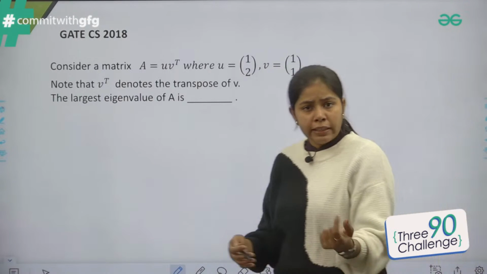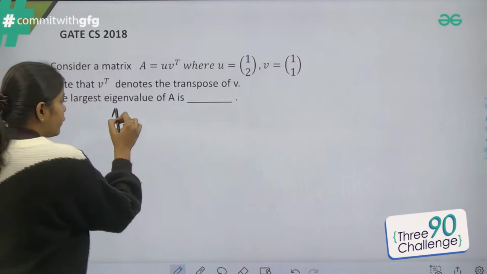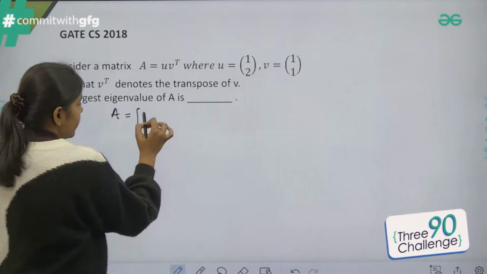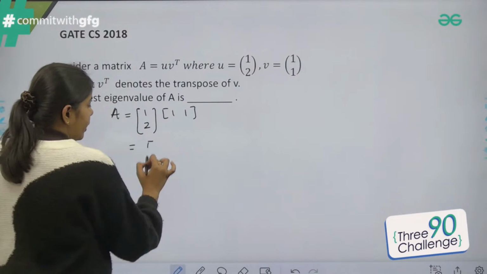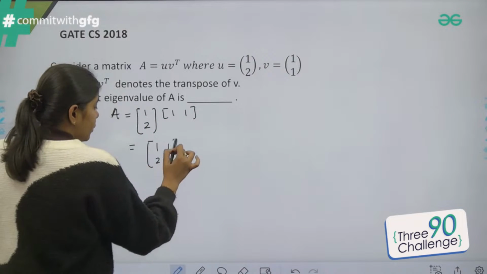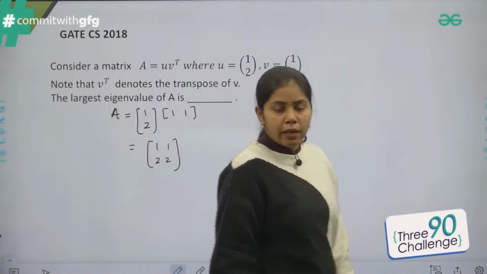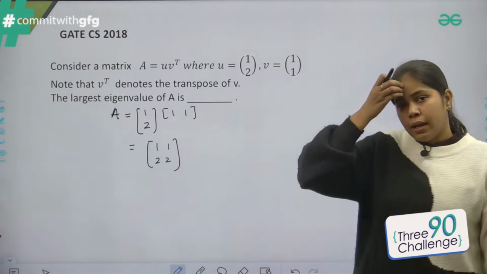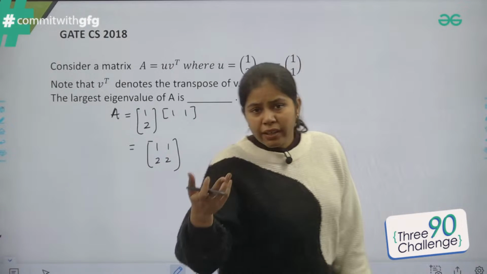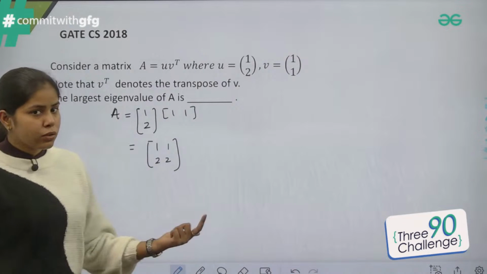First of all, I need a matrix to find an eigenvalue, right? So what would I do? I'll try to form a matrix. A is equal to U, which is 1, 2, and V transpose would be 1, 1. So if I form a matrix, I'll get 1, 1, 2, 2. Now, form a matrix and find the eigenvalue. One option is to take the determinant of A minus lambda and solve for lambda. But I know one more property which I generally use if I have a 2 cross 2 or 3 cross 3 matrix to find the eigenvalue.